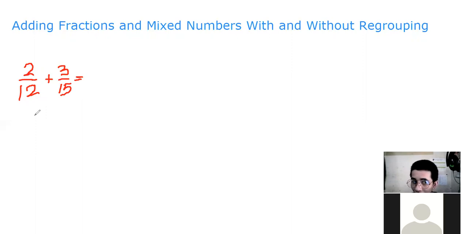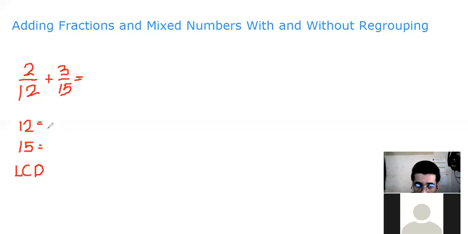Para maging magkatulad ang kanilang denominator, kailangan natin kuhanin ang kanilang LCD. LCD ng ating denominator, which is 12 and 15. Diba? Iyon yung ating denominator, 12 and 15. So, kukuhanin natin yung LCD ni 12 at ni 15. So, what will be the LCD? Least common denominator ang tawag dito. Para lang din siyang least common multiple, LCM. Magkatulad lang sila, pero sa denominator natin ginagamit ito.